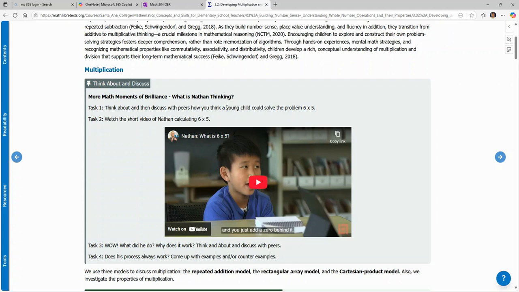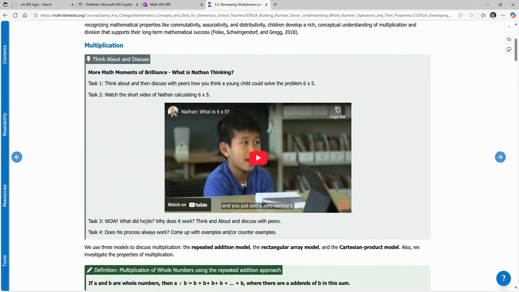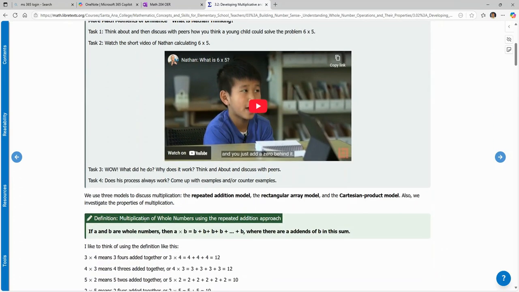And I like to call these, as it says here, moments of brilliance. As a math teacher, I've taught many math classes where that's what I'm looking for. I'm looking for these moments of brilliance in class that students don't even realize they're being brilliant. And how do you highlight those? So it's definitely worth playing the video and taking a look at what he thinks.